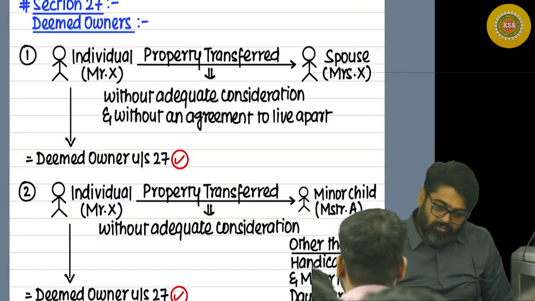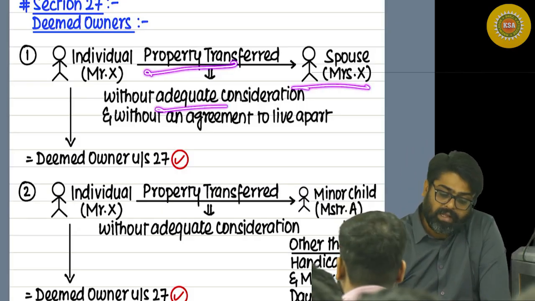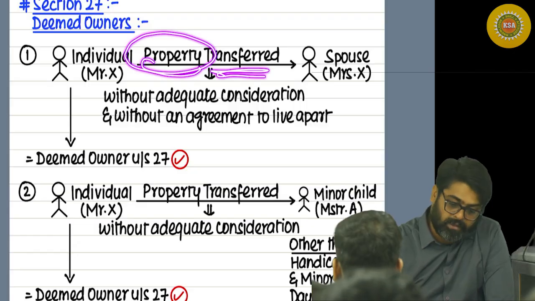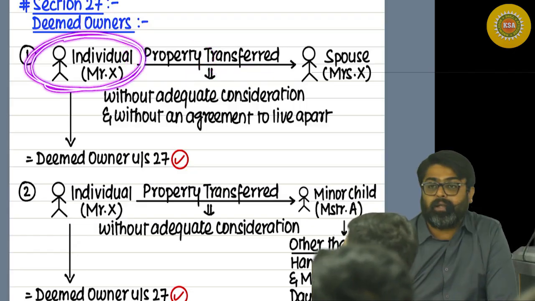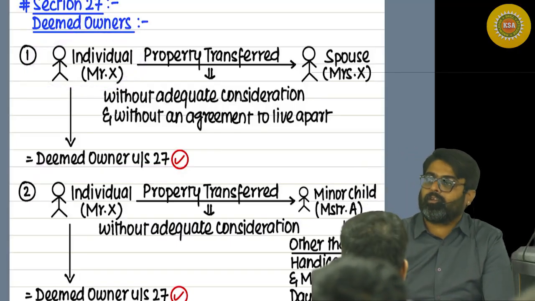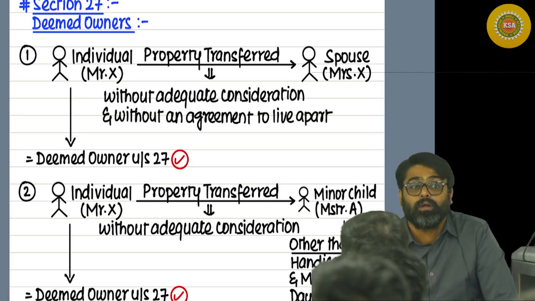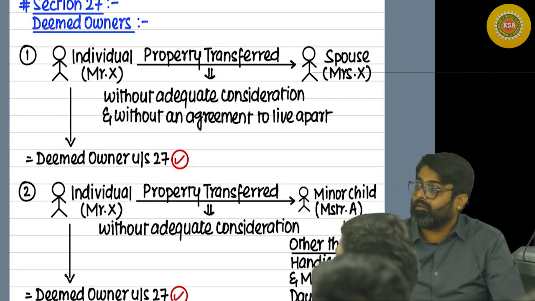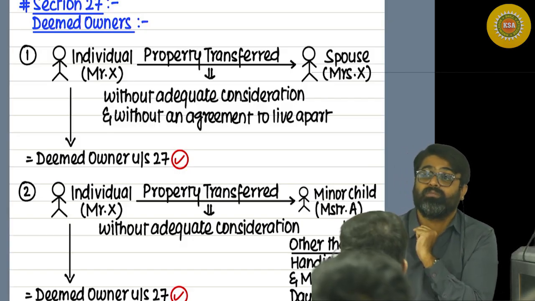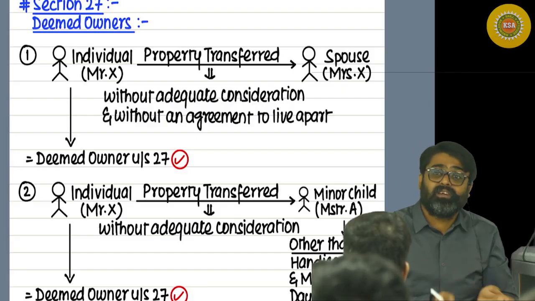Hello? So if there is an individual who has transferred the property to his spouse without taking adequate consideration or without an agreement to live apart, then for that transferred property, this transferor individual will only be deemed to be the owner. So income of that property will be taxable in the hands of that individual only who has transferred the property. Yes or no? Now see, to avoid this, if I transfer the property to my spouse, there will be no benefit because they will treat me as a deemed owner.